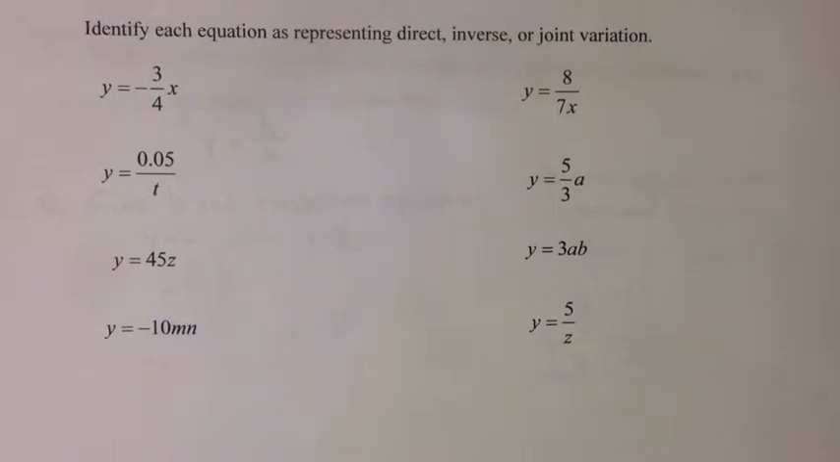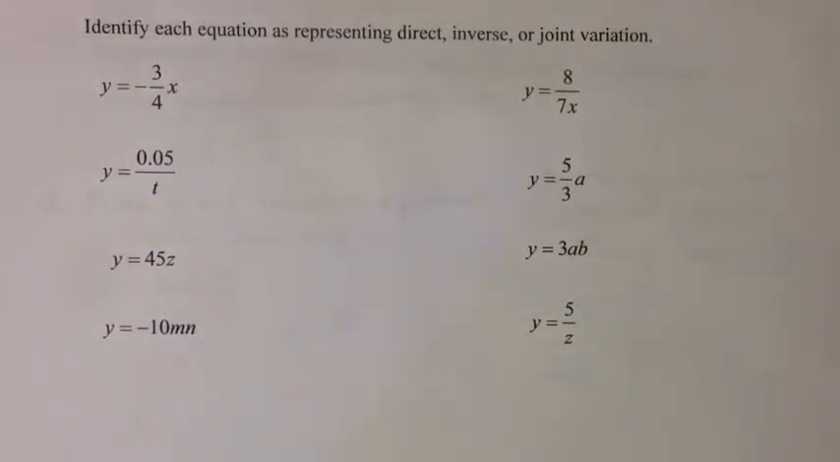Lastly, I'd like you to go ahead and look at each of these equations and decide whether it represents direct, inverse, or joint variation. Go ahead and take a moment to do that, maybe pause the video, and then we'll come back and talk about each one. Alright, are you ready to look at these together and decide which equations represent direct variation, which one's inverse variation, and which one's joint variation?